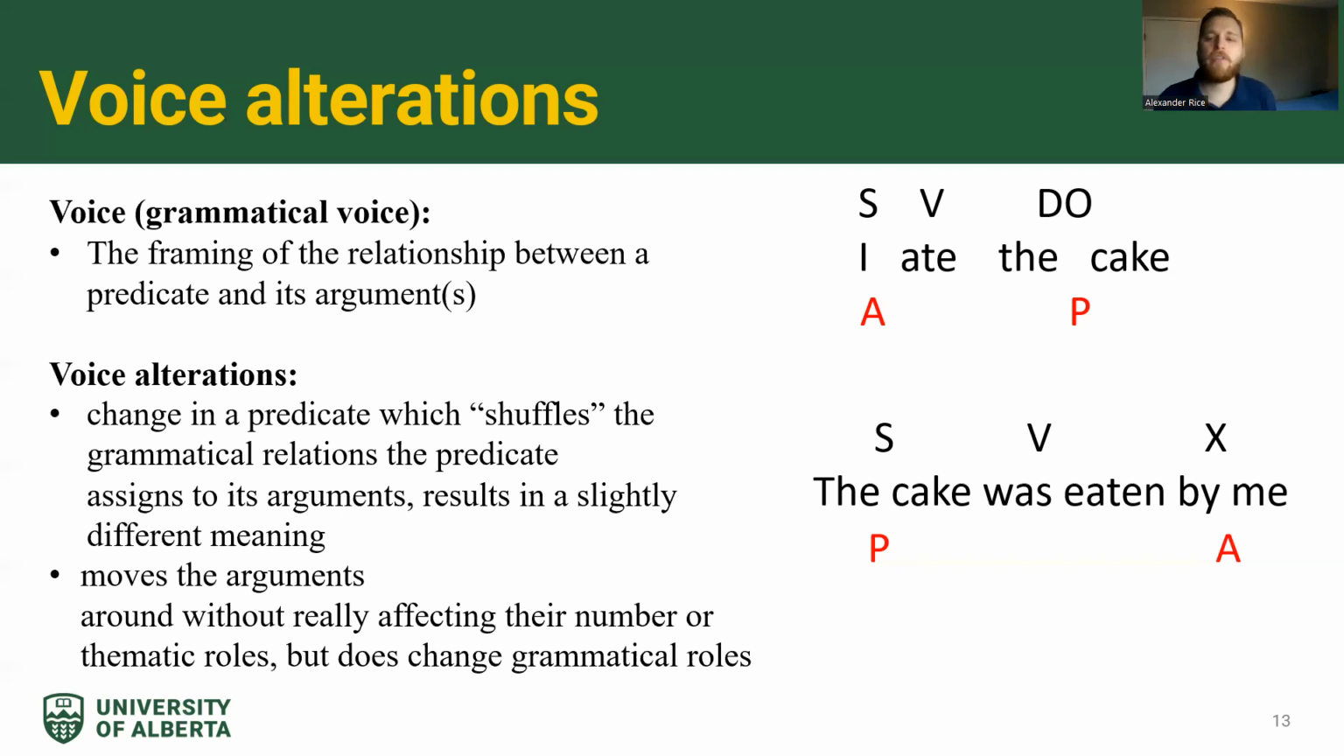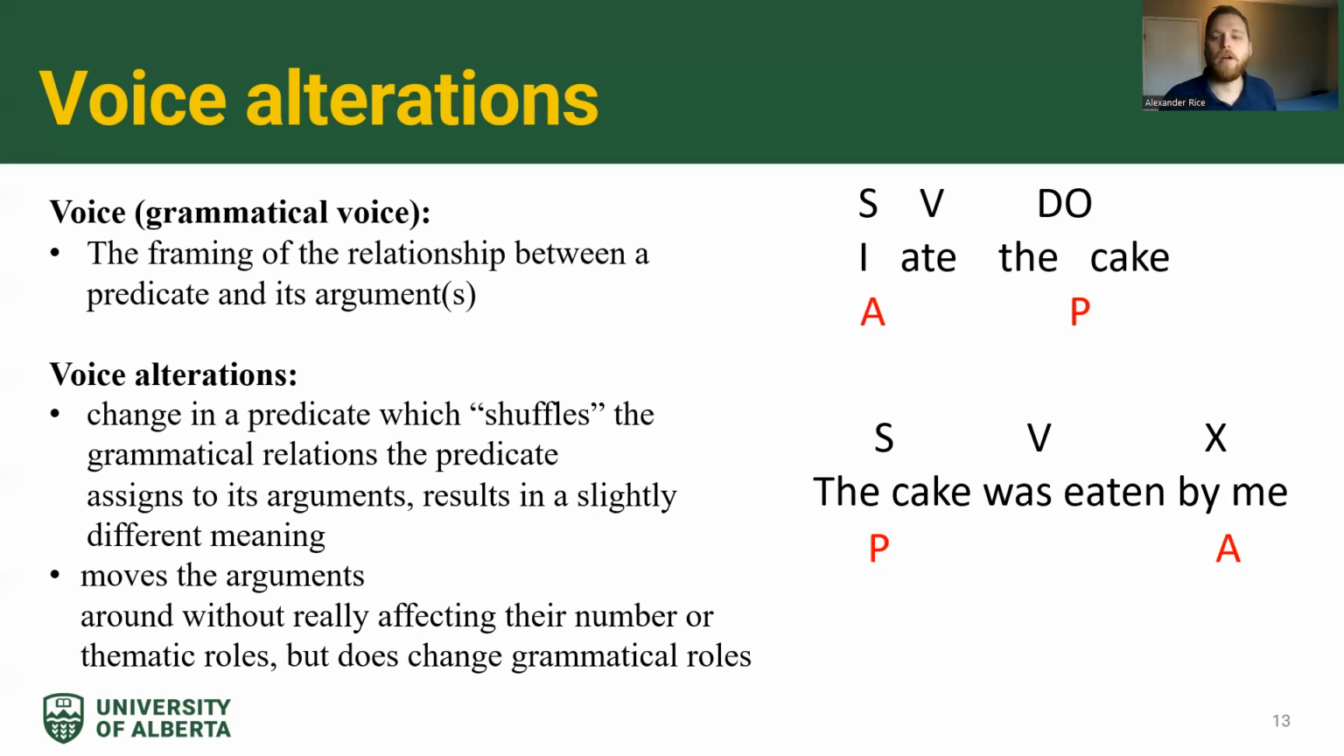So voice is the way that a relationship between a predicate and its arguments is framed. When we change voice, we are changing how the relationship is framed. The relationship doesn't change very much, or at all. The thematic roles of the arguments are still the same, but the way we're thinking about those arguments does, thus resulting in a change of meaning, which is exactly what we're interested in when we're doing semantics.